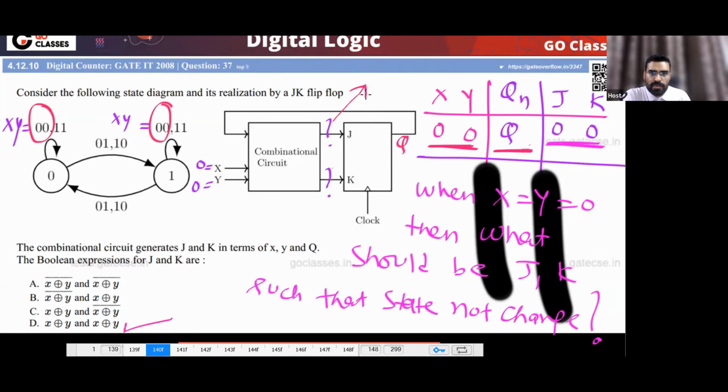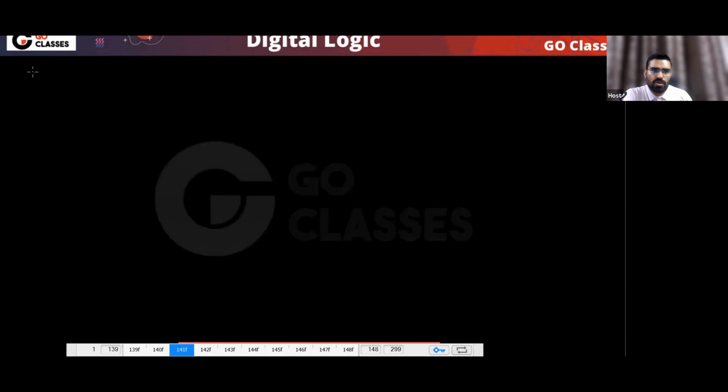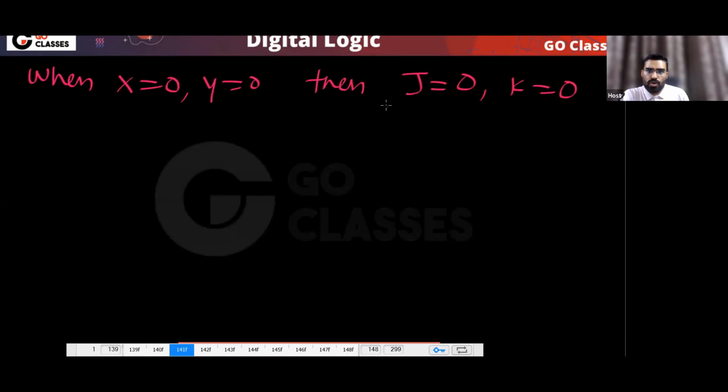It means what should be this j? This should be 0, and this k also should be 0, so that state does not change. If your state is 0, it should remain 0. If your state is 1, it should remain 1. So your jk must be 0, 0. So I can say that when x is 0, y is 0, then j must be 0, k must be 0.